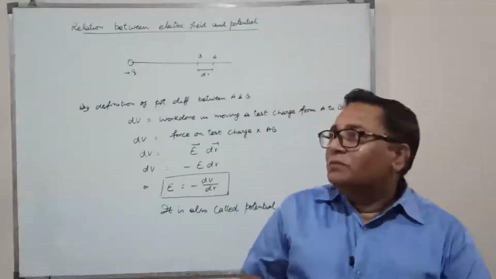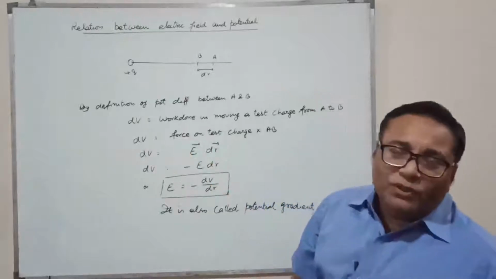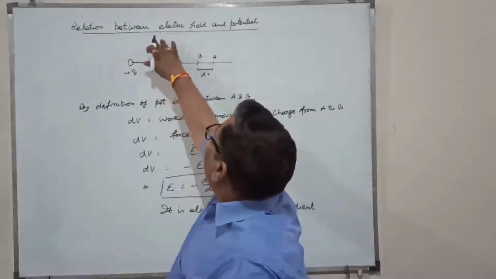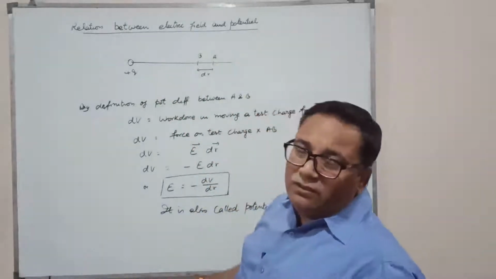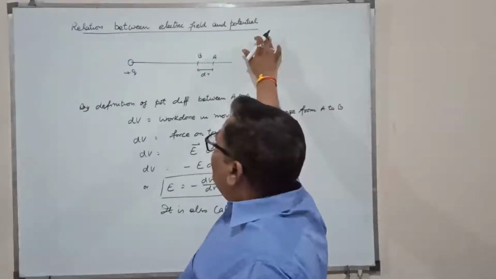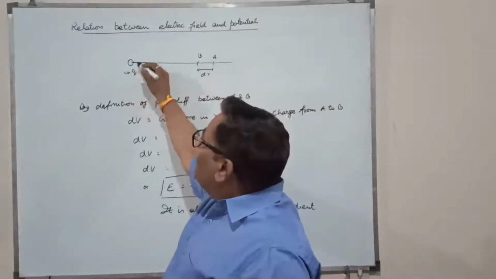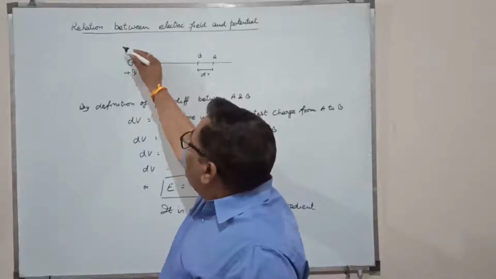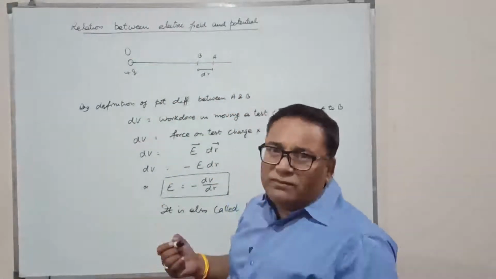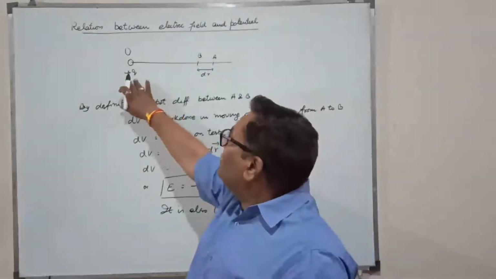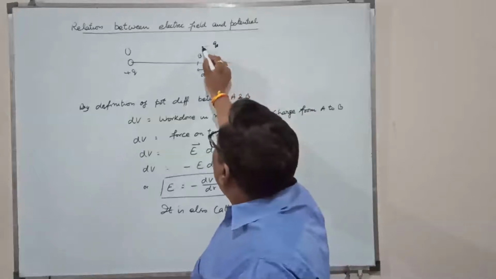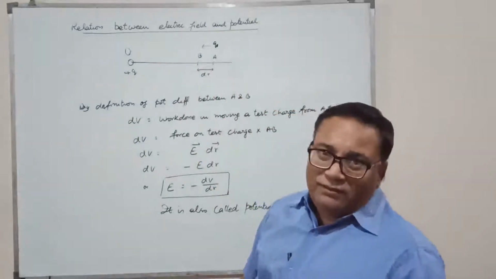Hello students. Next portion from electric potential, the relation between electric field and potential. What is the relation between electric field and potential? Let Q be the charge placed at O and A, B are the 2 points in the electrostatic field of Q, from which a test charge Q naught is moving from A to B.